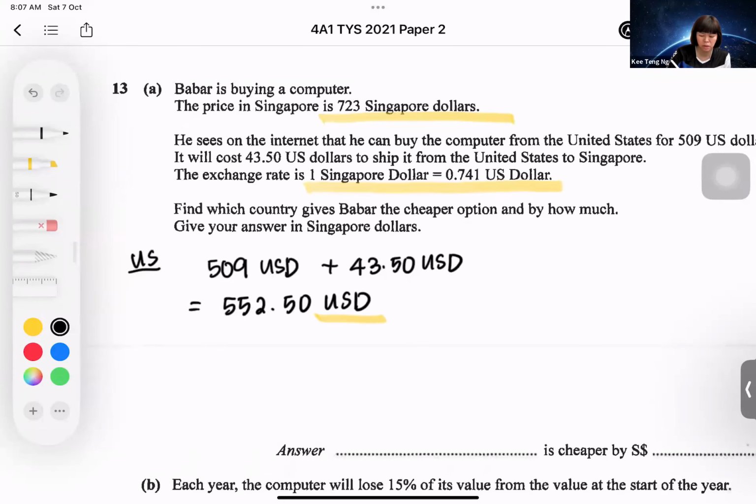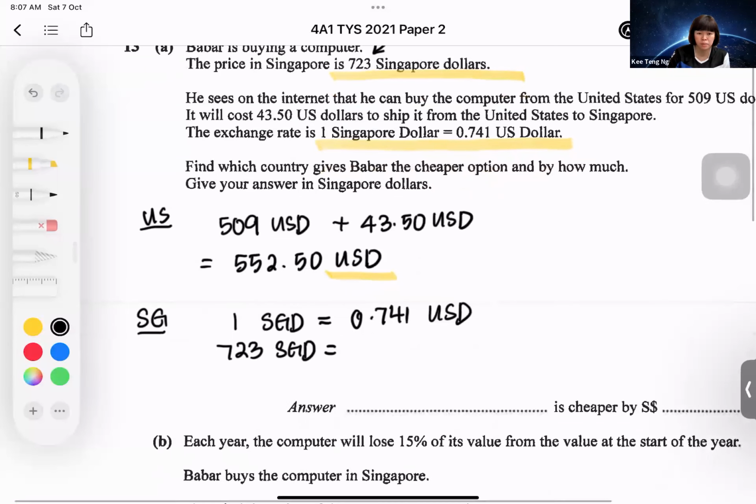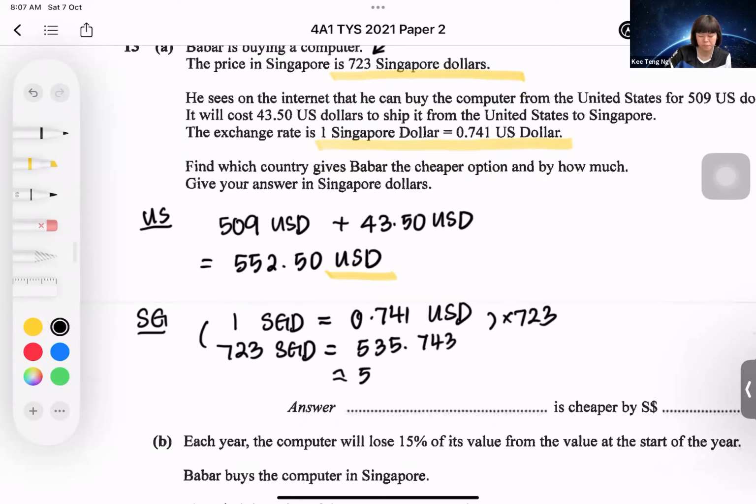So the price in Singapore, okay, they say SG, right? The price in Singapore, 1 Singapore dollar SGD is equal to 0.741 USD. I bought the computer for 723 Sing dollar. How many USD is that? So I multiply 0.741 times 723. That will give me the number $535.743, which is money, right?